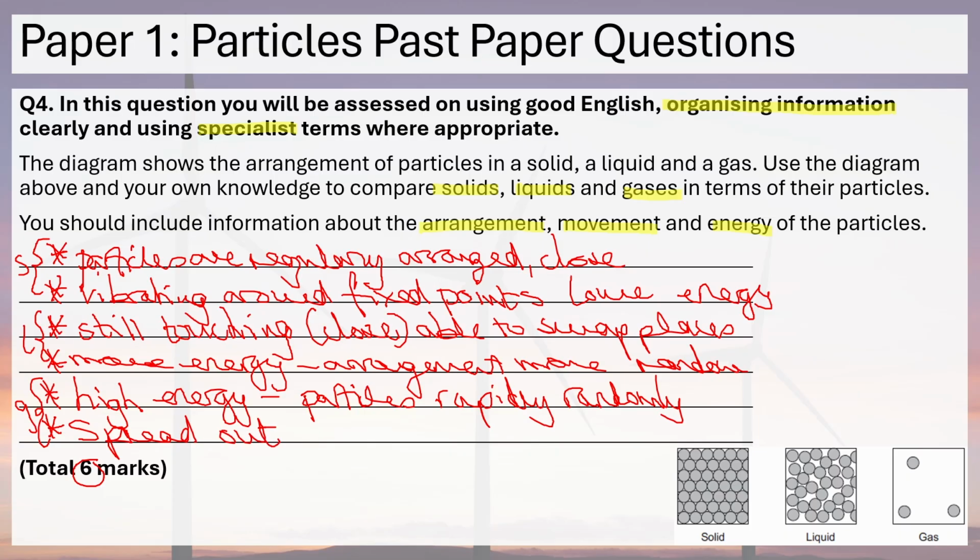Now, just to ensure that I hit this mark about using good English, the difference between what I've written and what you would need to write is you would need to write 4 sentences. But once I've got an idea about what information is going to go down there, then I can start writing. The particles in a solid are regularly arranged and closely packed. They vibrate around fixed points. The particles in the liquid have more energy, and although they're still touching, they're able to swap places, and the arrangement is more random. The particles in a gas have a lot more energy, meaning their particles move rapidly and randomly, and they are therefore very spread out.